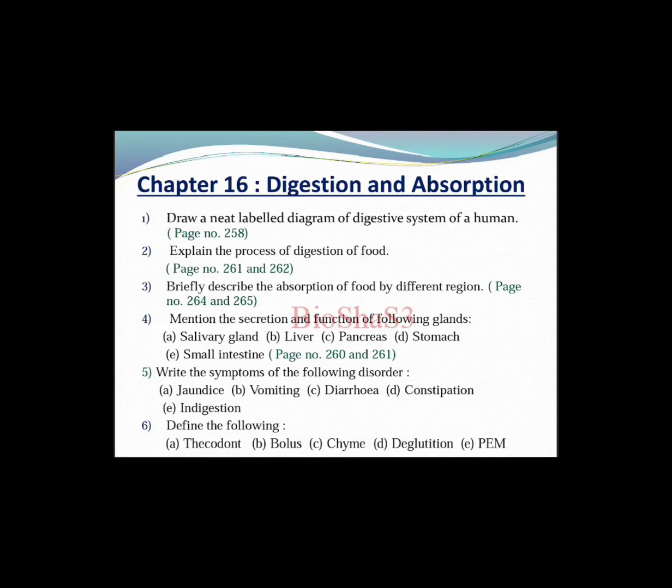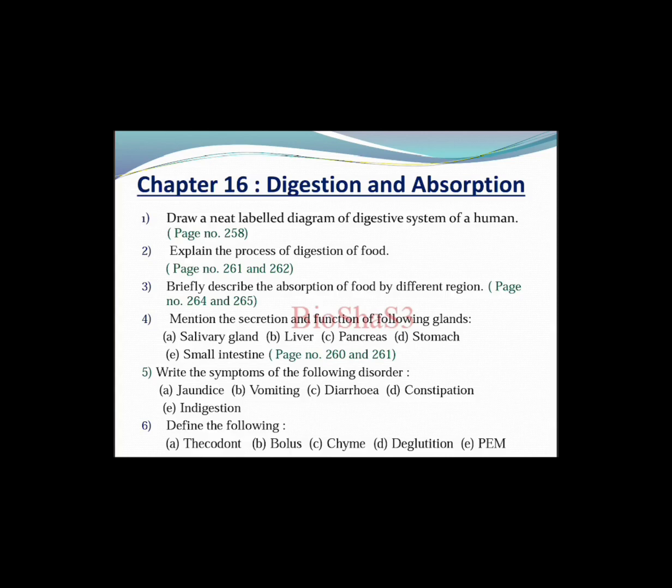Then chapter number 16, digestion and absorption. Draw a neat labelled diagram of the digestive system of a human. You know the digestive system from your elementary classes. So you can write. Drawing the diagram will give you 1 mark and for each correct labeling you will get half a mark. That is, you have to write 8 correct labels.